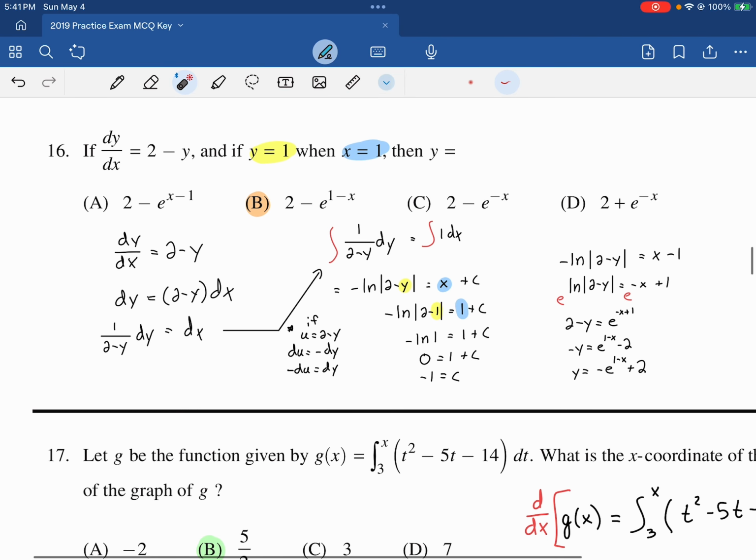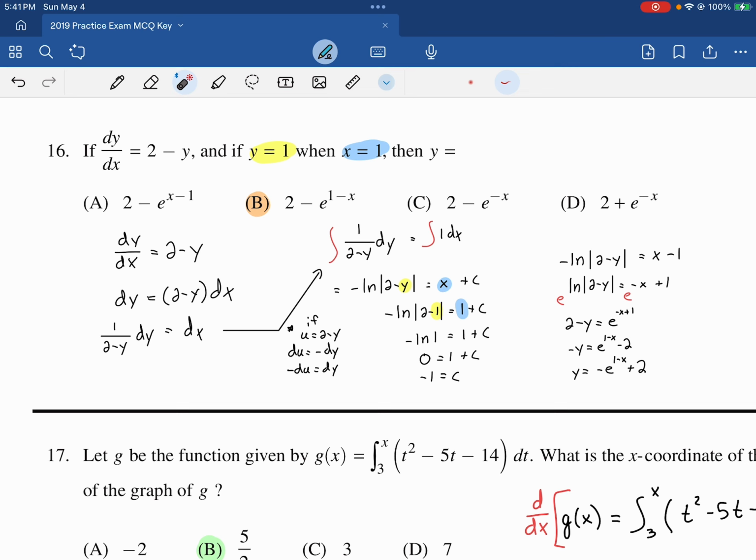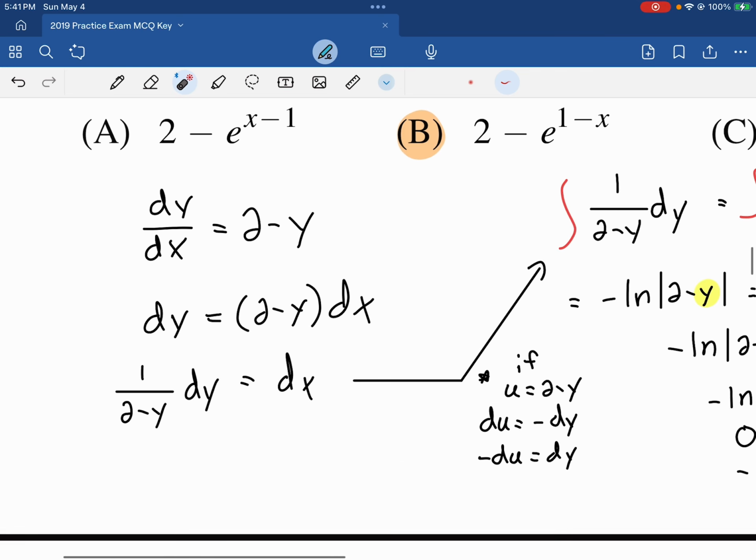If dy/dx equals 2 minus y, and if y equals 1 when x equals 1, then y equals one of these. Okay, let's take this one step at a time. I'm just going to rewrite this differential equation. I'm going to separate and integrate.